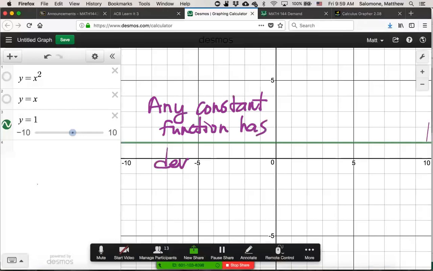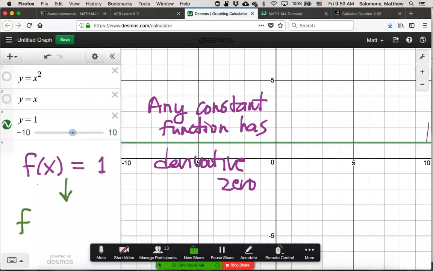As derivative 0. And so if my function is f of x equals 1, then the derivative, which we can denote by f prime of x, is just going to be equal to 0 for all values of x. So constant functions have a derivative equal to 0.